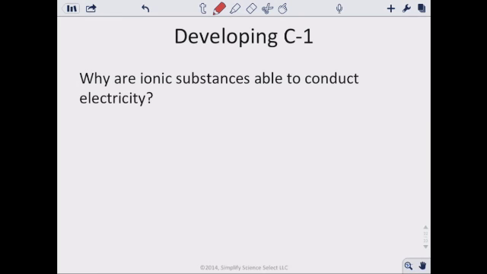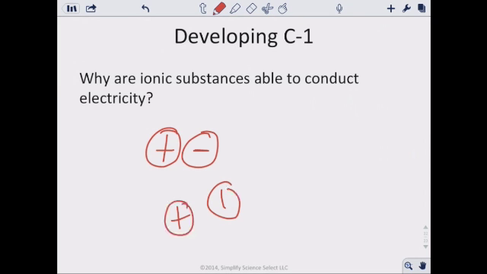So let's look at developing example C1. It says, why are ionic substances able to conduct electricity? So when we're looking at why they're able to conduct electricity, you have this positive and this negative. And when you put them in solution, like we did, what happens is you have this dissociation. Your positives and your negatives kind of break up in solution, and so therefore they're able to pass electrons through, and it's able to conduct electricity.